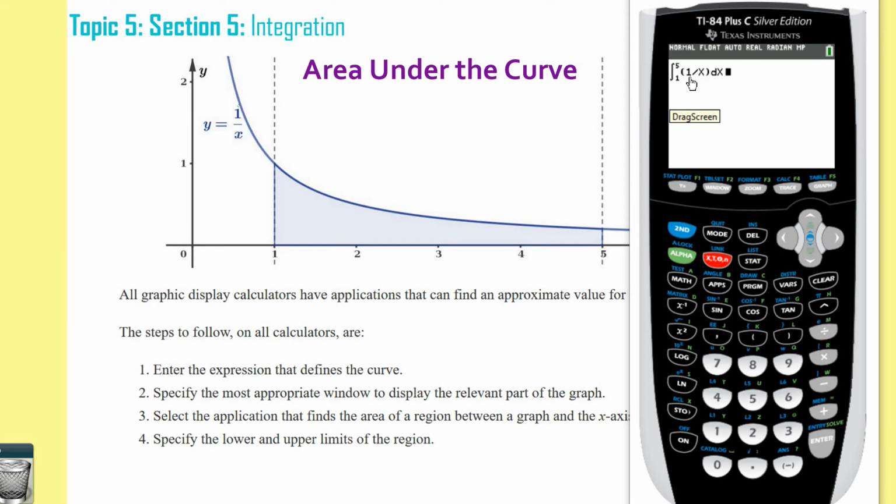So how you write it is you do the equation first, then comma, x, because again you're defining the variable x, so comma, x again, and then the equation, comma, x, comma, 1, comma, 5. Okay, so again you're just putting all those in order, and then you just hit enter. So the area under this curve is about 1.609.